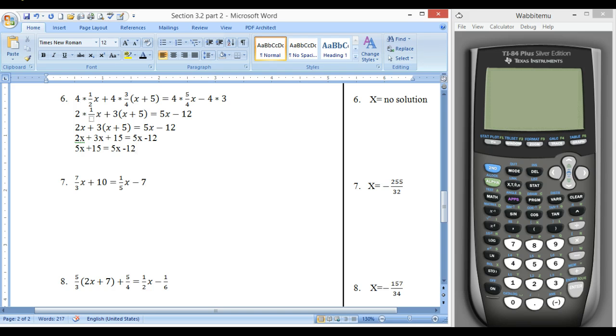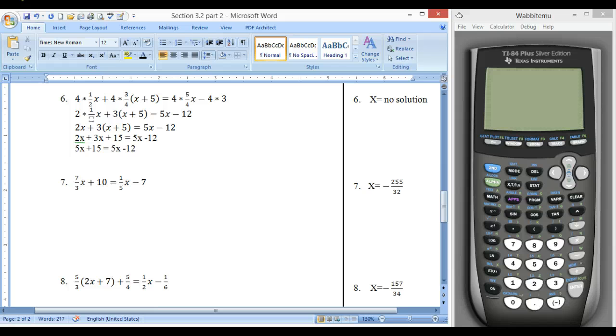Now, I didn't intend for this to happen this way, but I thought it was a nice review. Some of you can stop right here and know something's wrong. If I take 5 times a number and add 15, and 5 times a number and subtract 12, they won't be equal to each other. So this is wrong. Some of you would like to continue going by subtracting the 5x, and that's fine.